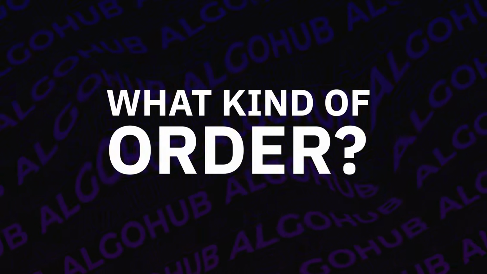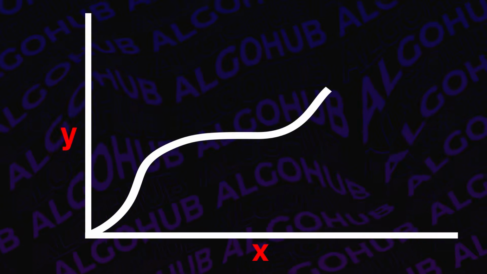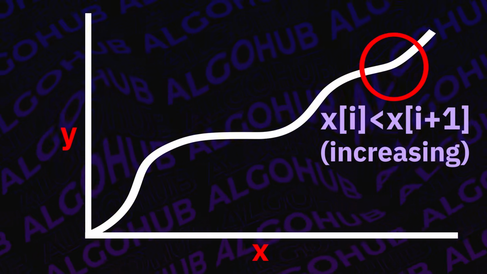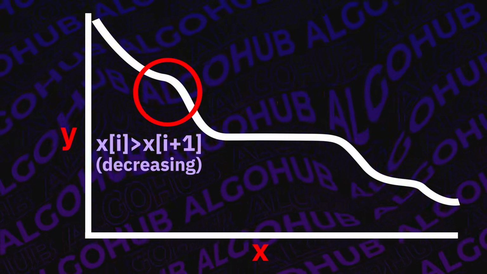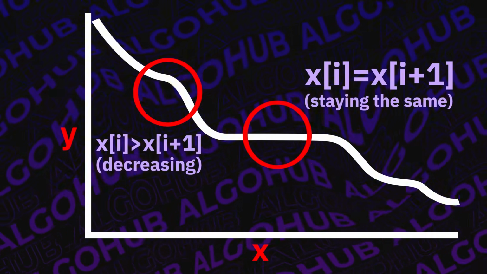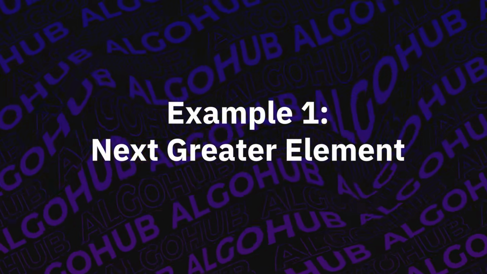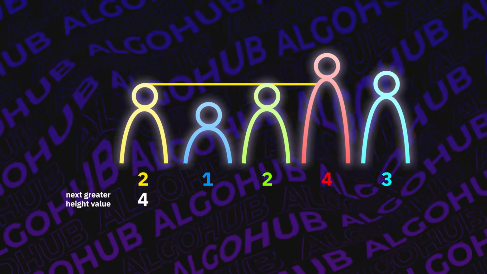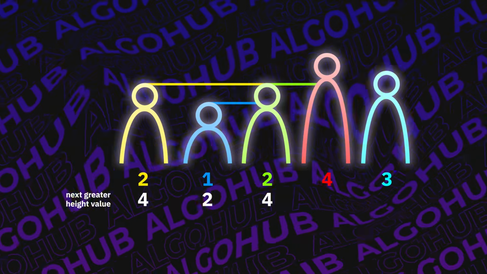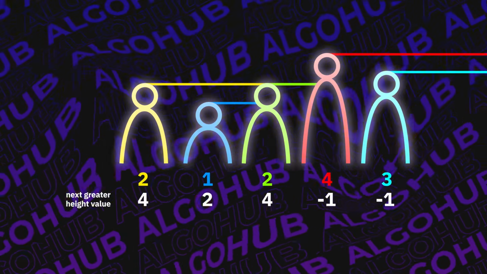What kind of order are we talking about? It could be either monotonically increasing, which means the elements either increase or stay the same as we go left to right, or monotonically decreasing, which means that it either decreases or stays the same as we go left to right. Let's look at an example. Given the heights of 5 people, find the height value of the person with the next largest height. If there is no larger height, store -1.